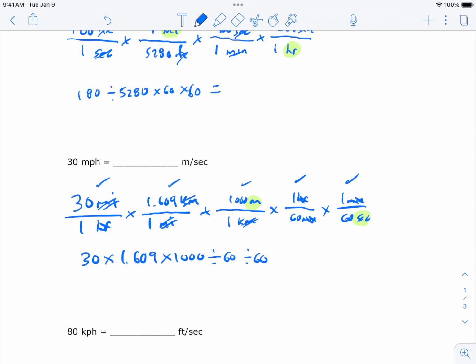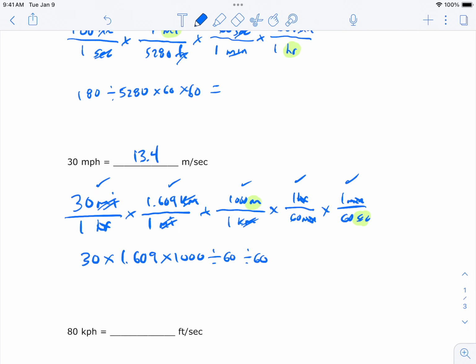So what do I got here? 30 times 1.609 times 1,000. Divide by 60. Divide by 60. Boom. How fast are we going here? 30 miles an hour is the same as about 13.4 meters per second.